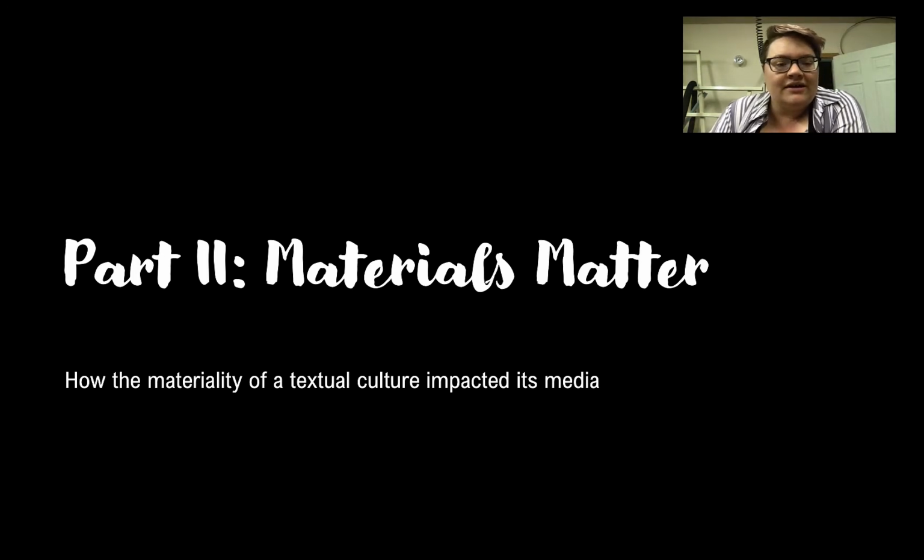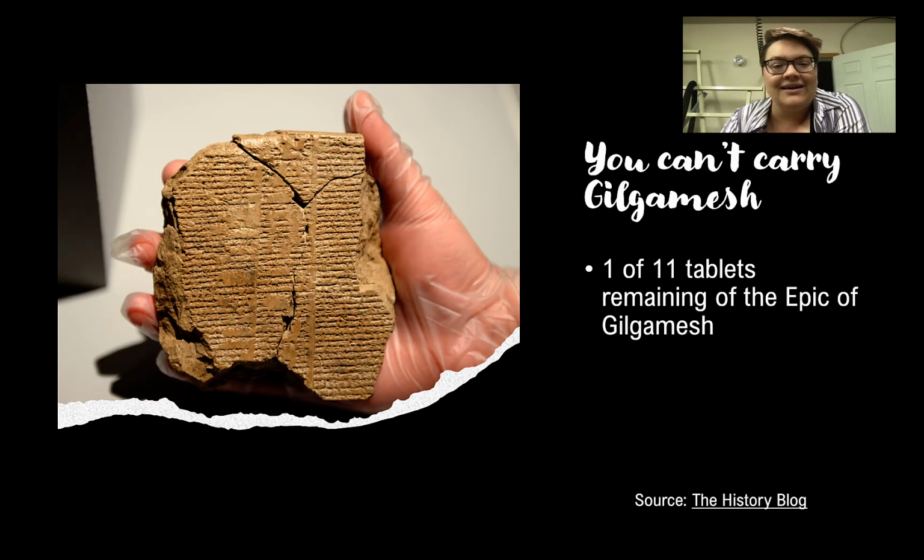So this section is about how materiality matters. You cannot carry Gilgamesh. It is not portable. This particular tablet is one of 11, and that is what remains. We know for sure that there were more, and these are just the fragments that we have. So the unified text that you might read in a Penguin Classic, for example, the first half of it is relatively continuous because we have most of those tablets. And then later on, you get into a couple of other episodes that are not connected, and you're not really clear on the relationship of one to the other, except that Gilgamesh is in them.